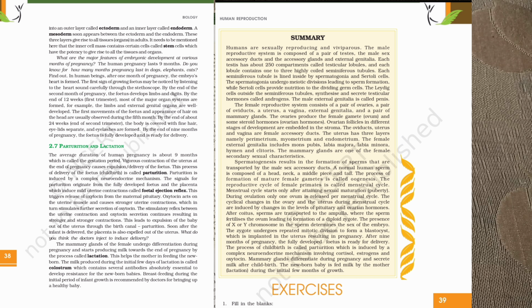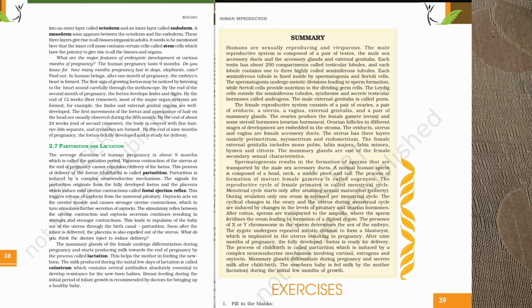What do you think the doctors inject to induce delivery? The mammary glands of the female undergo differentiation during pregnancy and start producing milk toward the end of pregnancy by the process called lactation. This helps the mother in feeding the newborn. The milk produced during the initial few days of lactation is called colostrum, which contains several antibodies absolutely essential to develop resistance for the newborn baby. Breastfeeding during the initial period of infant growth is recommended by doctors for bringing up a healthy baby.